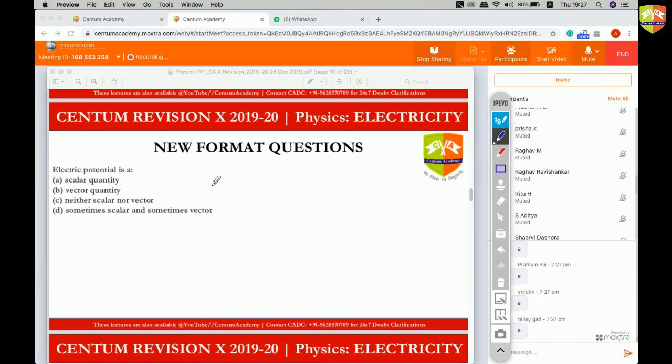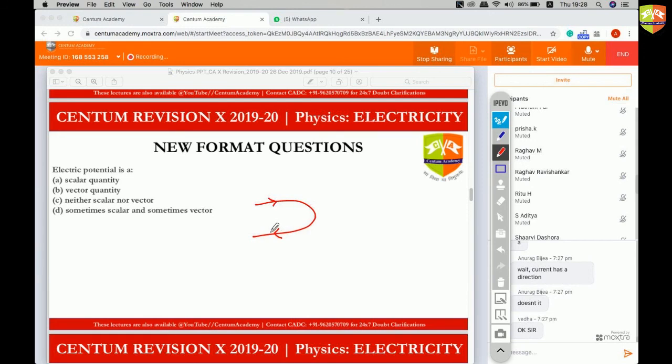A is the answer. A, scalar, is the correct answer. Yes. So note down, electric potential is a scalar. Now, this question being published by CBSE gives me a very direct hint that I should not leave it over here only. Let's get introduced with all the parameters used in electricity as a chapter. Nothing in this chapter is a vector.